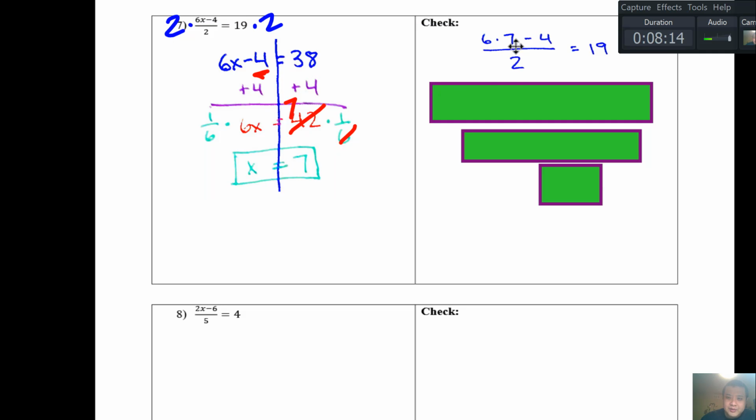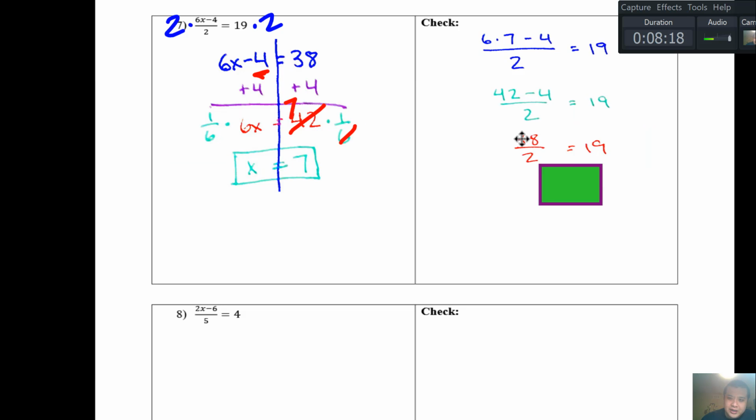Plug it in, we do 6 times 7, which is 42. 42 minus 4, which is 38. 38 divided by 2 is 19, so we did it correctly.